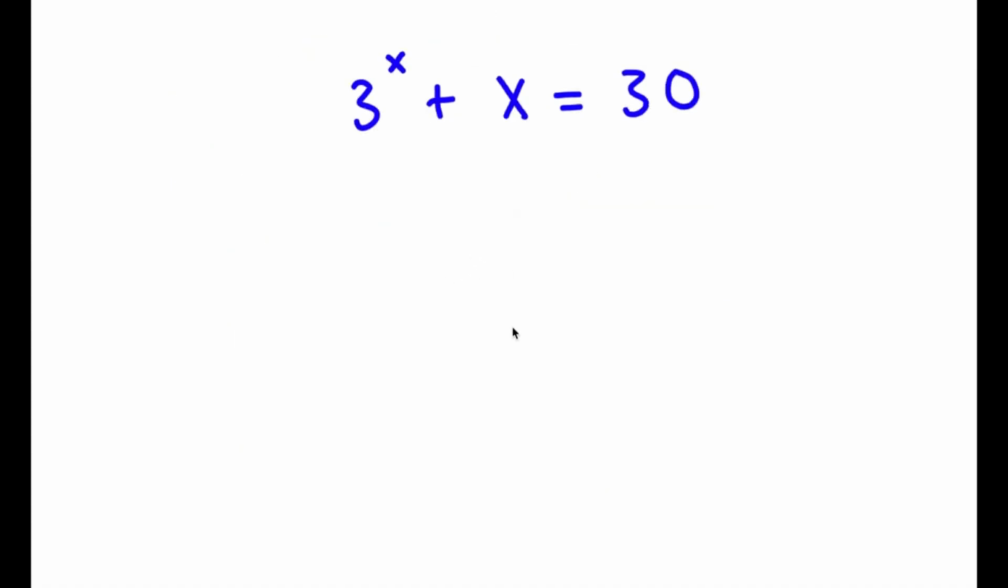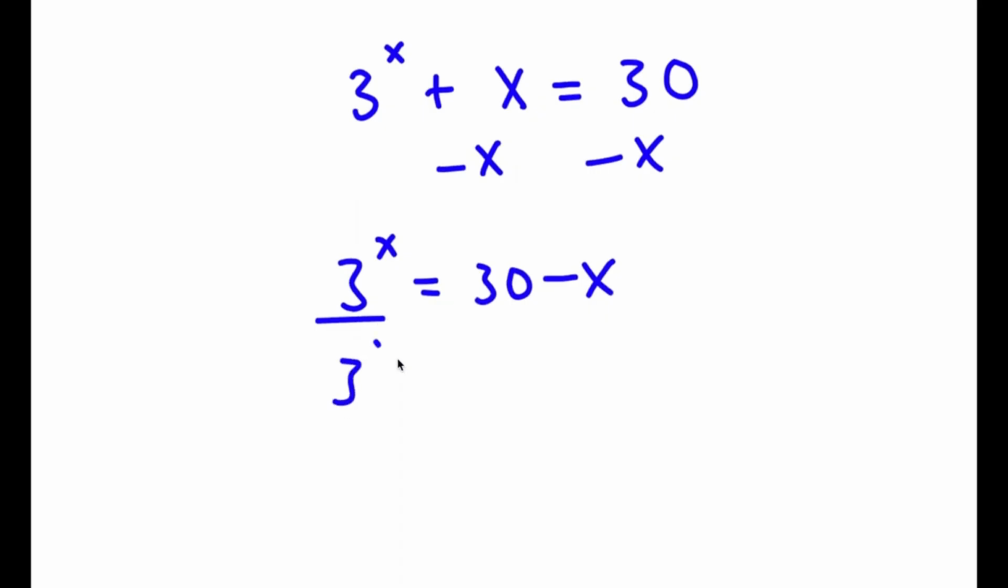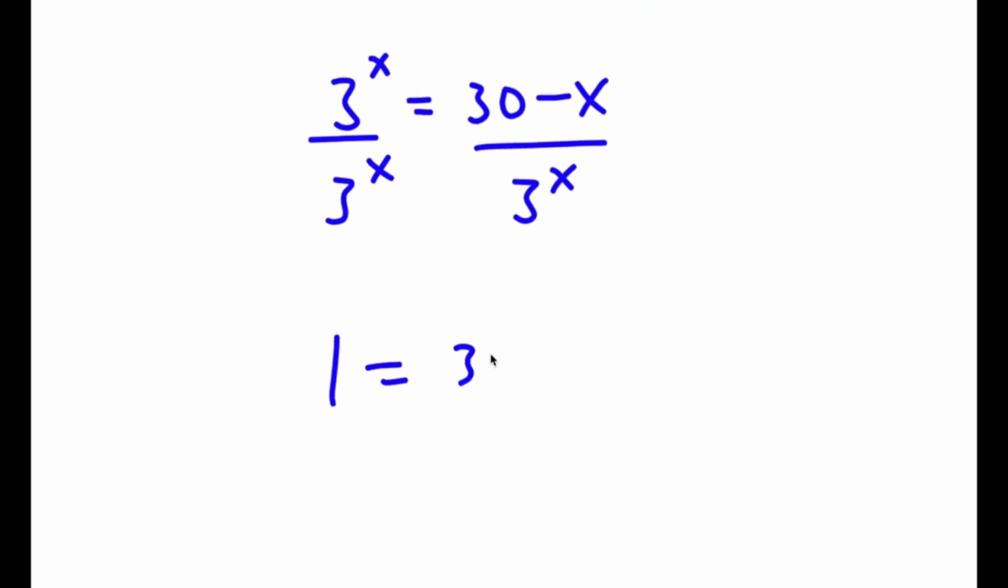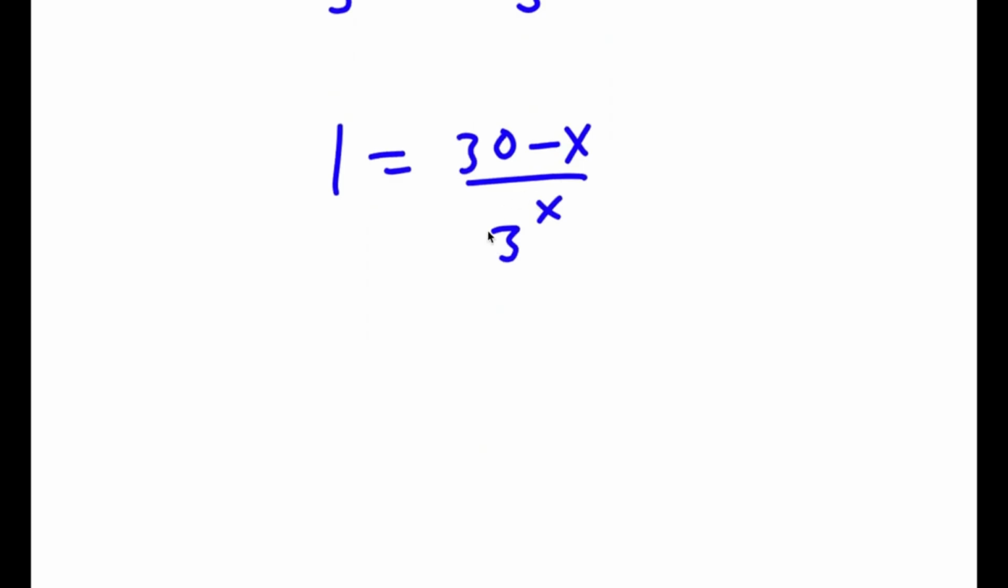Alright, so in this problem, I have 3 to the power of x plus x equals 30. So the first thing I'm going to do is subtract x on both sides. So now I have 3 to the power of x is equal to 30 minus x. Now I'm going to go ahead and divide both sides by 3 to the power of x. So now I have 1 is equal to (30 minus x) over 3 to the power of x. Now I can also rewrite this as (30 minus x) times 3 to the power of negative x.